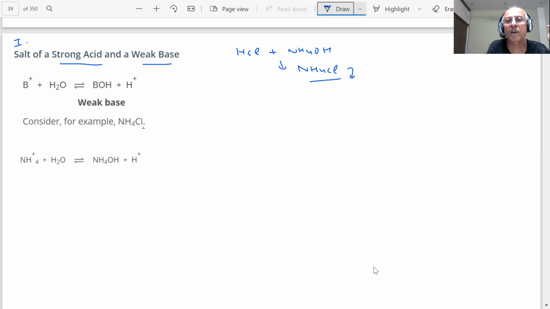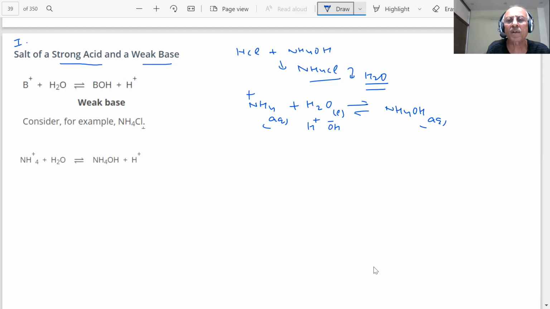Now you are putting this in water, student. What is going to happen? Here you have the NH4+ ion, student. It will react with H2O. If I look at the water like this, ammonium will go with OH minus.